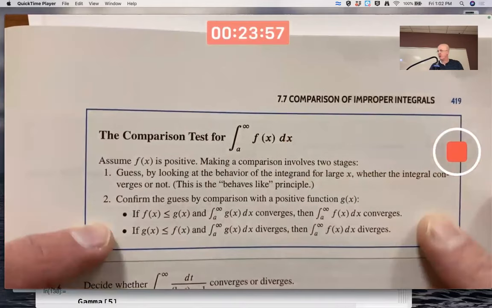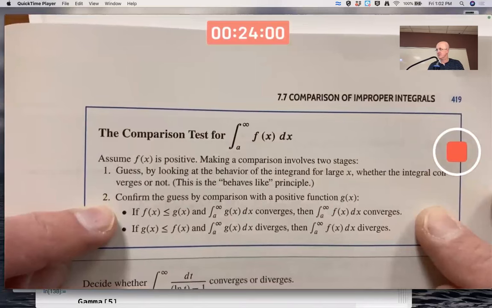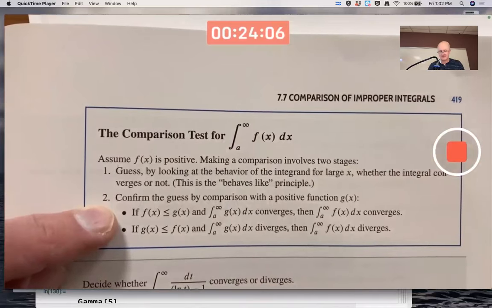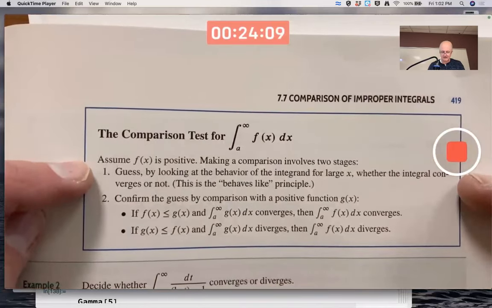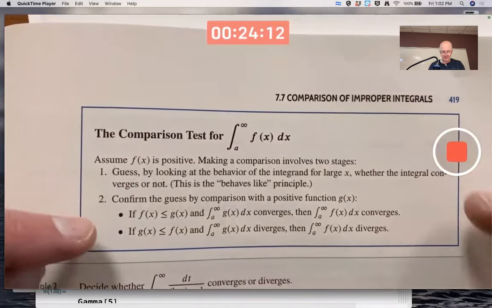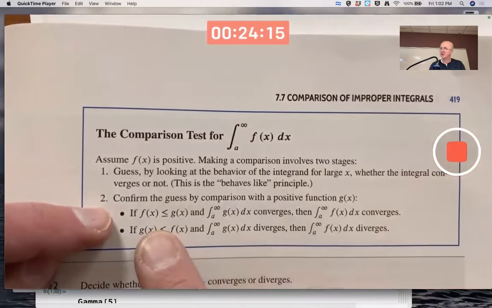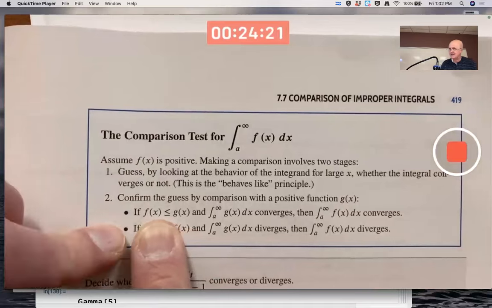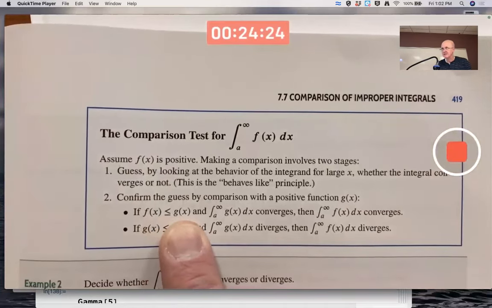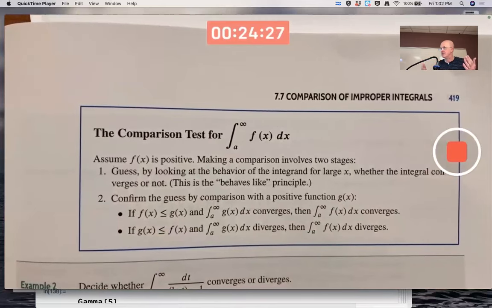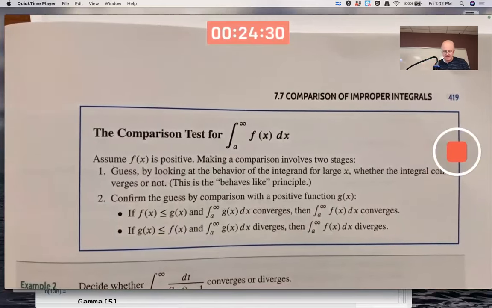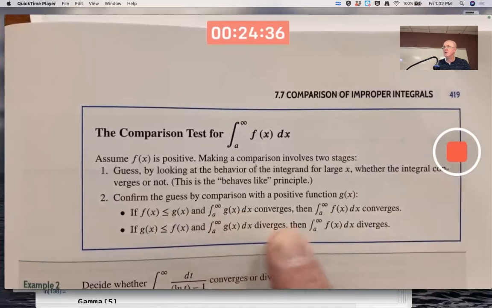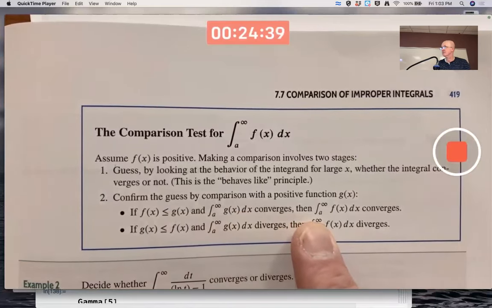The second key is these 2 bullet points, and we're going to use the first one. You've got some other function, g. That's what part 1 is about, guessing what g should be. But for the official test, you've got some other function, g, where the graph of f is always below the graph of g. F of x, the outputs, are always less than or equal to g of x, which means the graph of f is always below the graph of g. And it says if you know the integral of g converges, the conclusion you can reach is the integral of f converges as well.